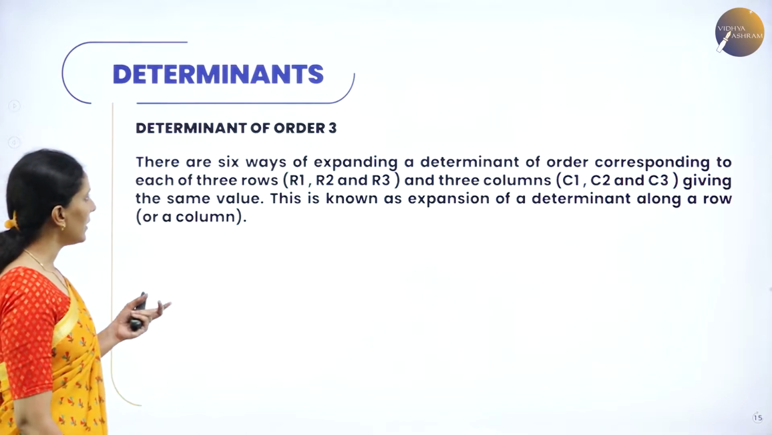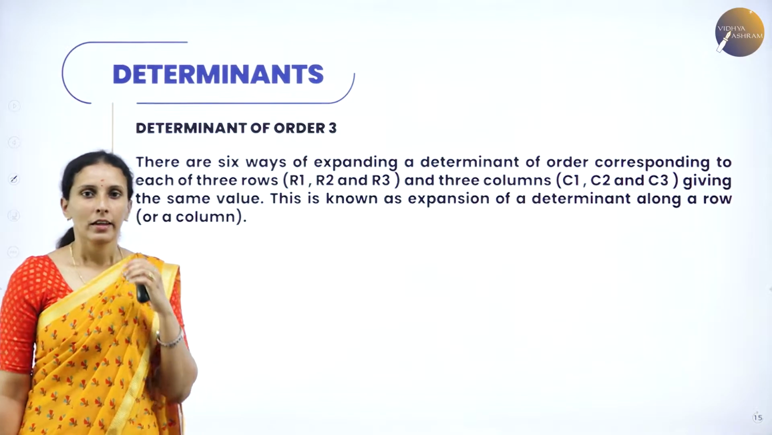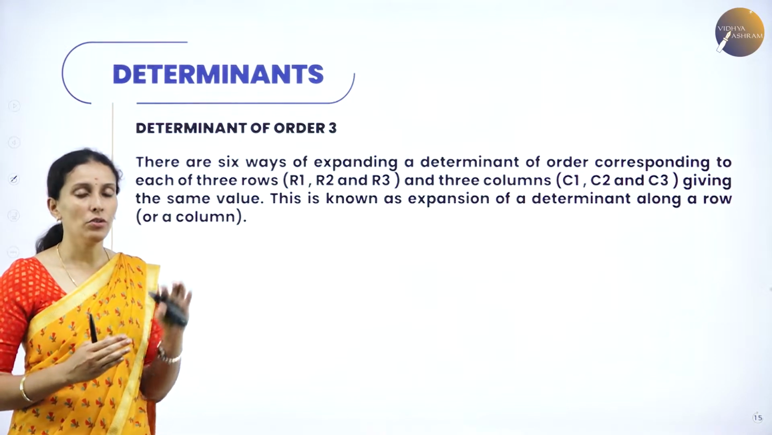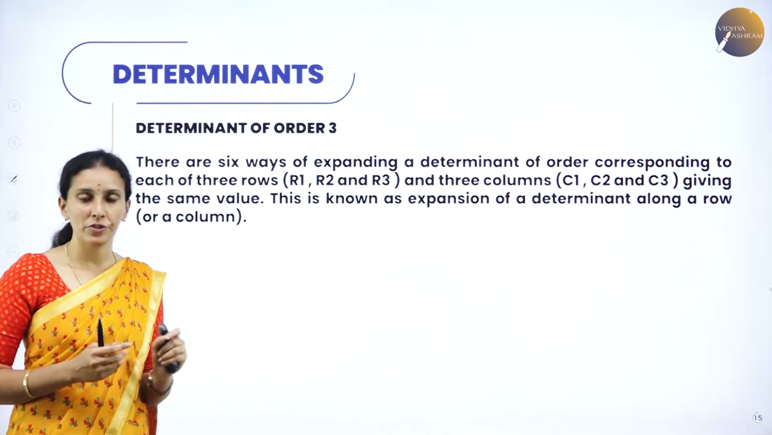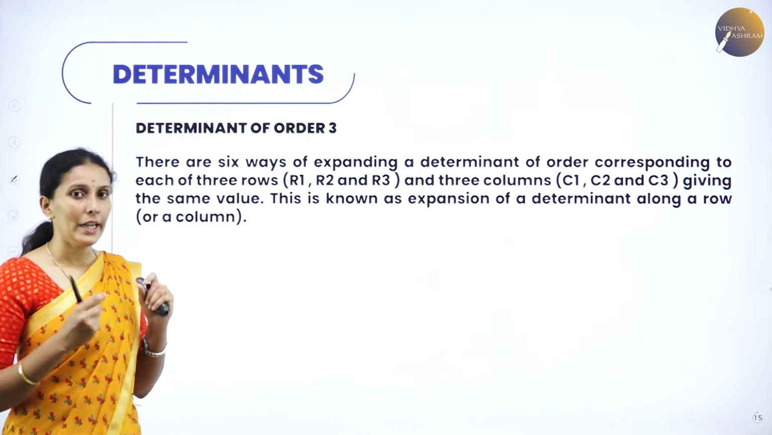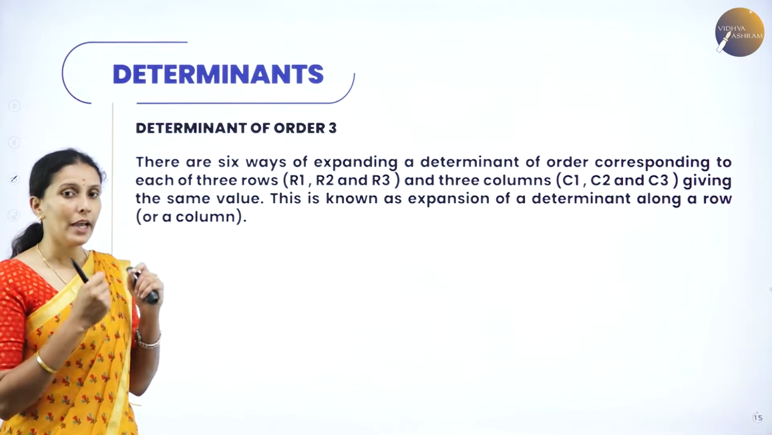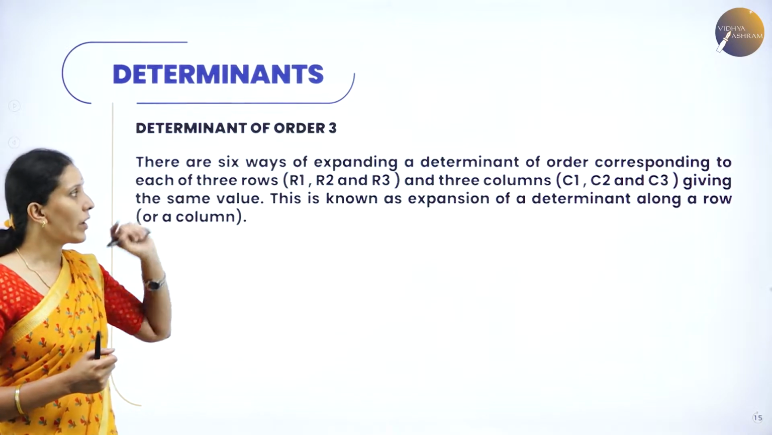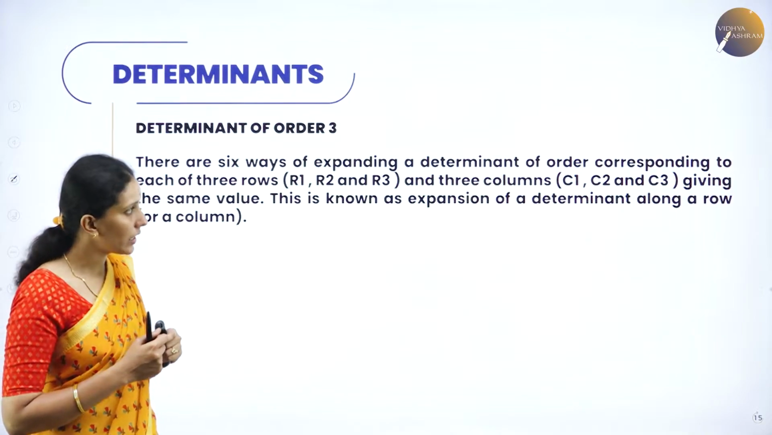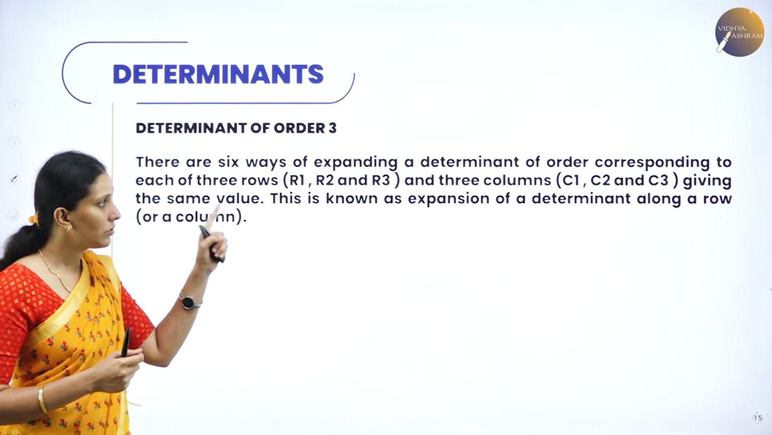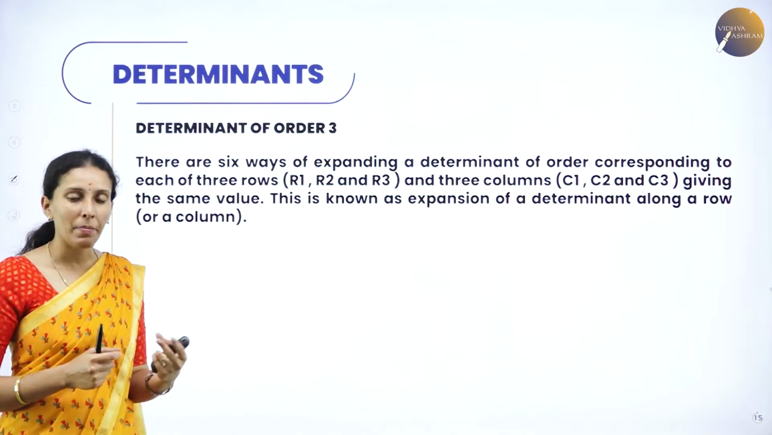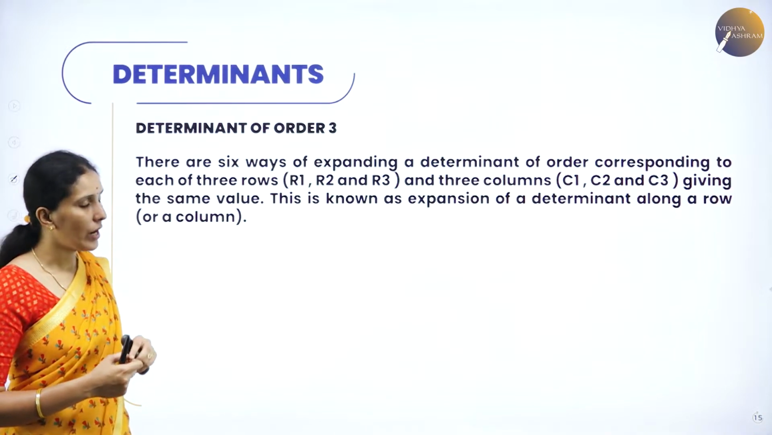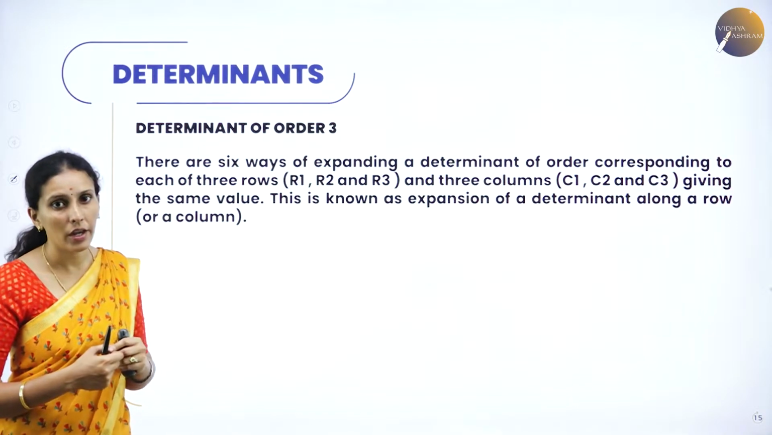So next is determinant of order 3. By how we find the value of the determinant of order 2, we can also find the value of the determinant for the matrices of order 3 cross 3. So here it contains 3 rows and 3 columns. Here we use the expansion method to find the value of determinant. Hence, there are 6 ways of expanding a determinant of order 3. Since there are 3 rows and 3 columns, if we expand through any row or any column, it will give the same value, and that is known as expansion of a determinant along a row or a column.